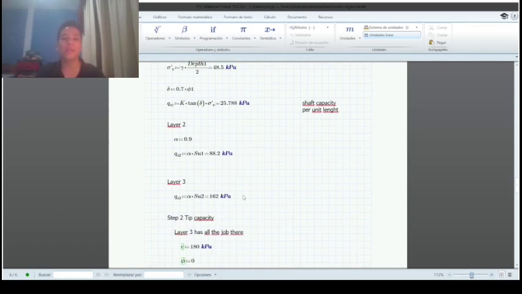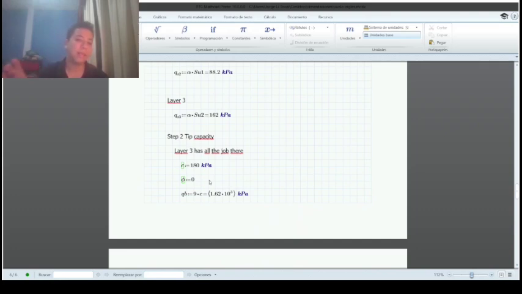Layer 2 and 3, same formula. Alpha is equal to 0.9. Shaft capacity per unit length is equal to that same factor plus SU1 and SU2. That's the only thing that changes for these two layers.